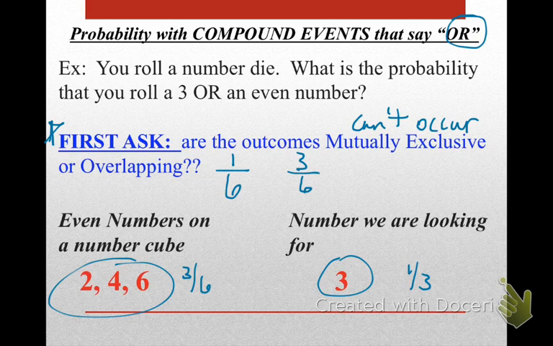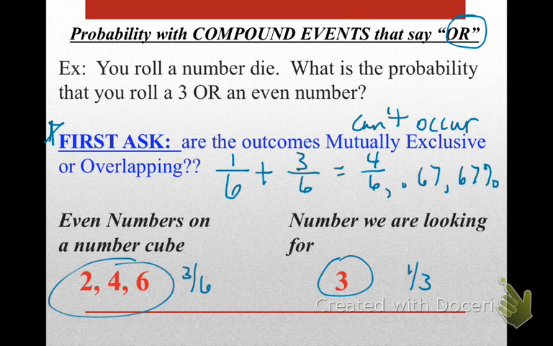Now when you're trying to find the probability of something or something else happening, you add the probabilities. So that is 4 out of 6. Or we can write that as a decimal, which is 0.67 or 67%. And in lowest terms, that fraction would be 2/3.